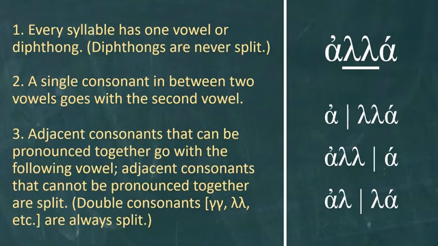Now, if you try to pronounce the 2 consonants lambda lambda together, you will find that it is quite awkward. So these are split into different syllables. And indeed, our rule explicitly says that double consonants are always split. Double consonants can never be pronounced together. So our third option is the correct one, Allah.